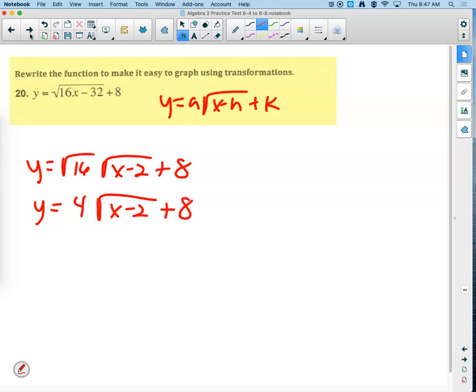And this one doesn't even say describe the transformations. It just said rewrite the function to make it easy to graph. We did that. That's what you do. You factor out whatever number's in front of the x. Makes it easy to graph. All right. That's the practice test right there.